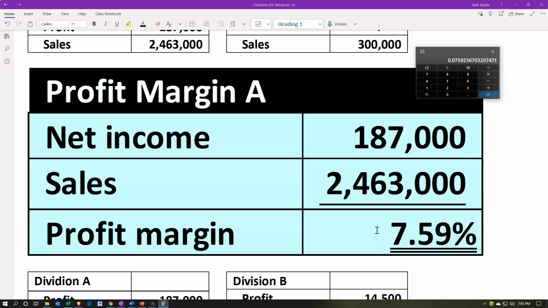It depends on the industry that we are in. Some industries will have higher or lower profit margins because of the objective of that particular industry. So if we have a higher profit margin, then we might be able to get away with less sales. And if we have a lower profit margin, then we're going to have to compete on volume. The volume of our sales has to be high if we have a low profit margin.